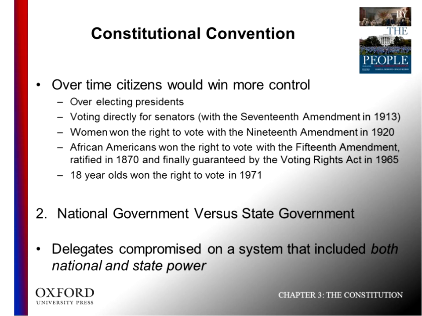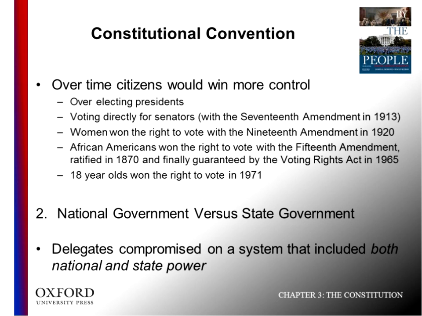We vote directly for senators now, whereas before state legislatures would pick their senators. Women won the right to vote. African Americans won the right to vote in the 15th Amendment, but then actually fought through civil rights and got it in the Voting Rights Act in 1965, and 18-year-olds won the right to vote in 1971. So over time we've received more power, but there's still these checks and balances that limit the will of the majority. The second theme is that of the national government versus state government.